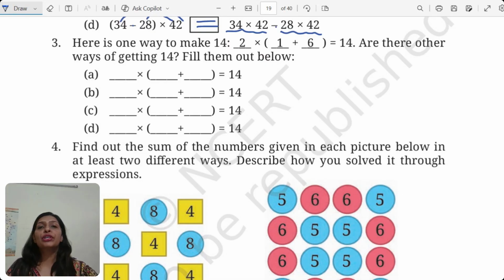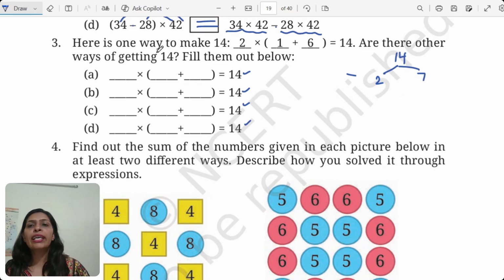Right, moving to question number 3. So we have here 14, and every answer should be 14. We have to find different ways by which, on multiplying, I get the answer 14. One is done for us, that is 2 multiplied by 1 plus 6. So let's understand in a simpler way. If you do the prime factorization of 14, or in your mind divide it, which two numbers give me 14? That is 2 multiplied by 7.